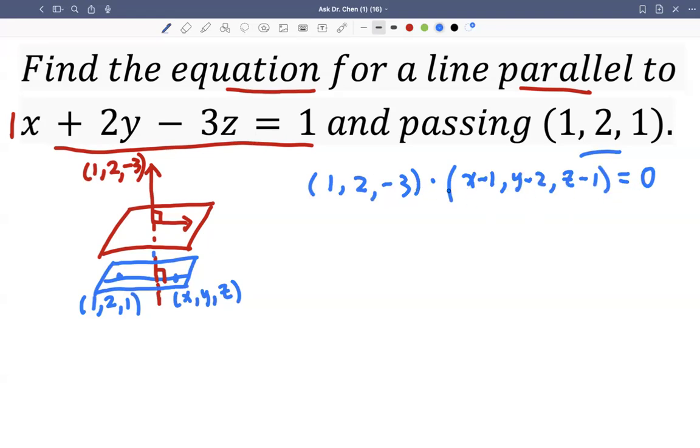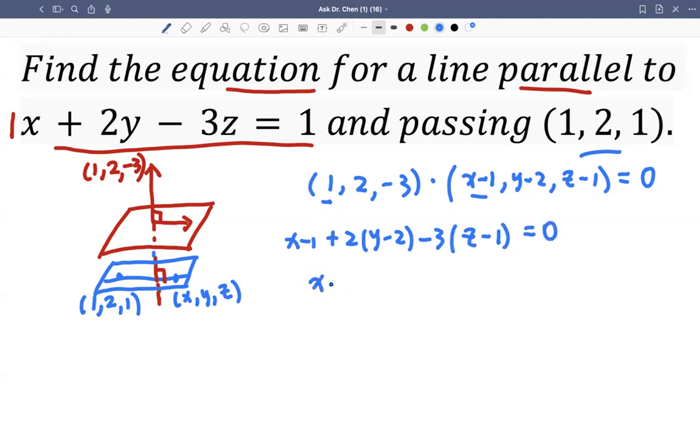So when we do dot product, what do we do? We multiply component-wise: 1 times (x minus 1), which is x minus 1. Then plus 2 times (y minus 2). So we multiply component-wise, then we add them. Then add -3, which is subtract 3 times (z minus 1). And that gives us 0.